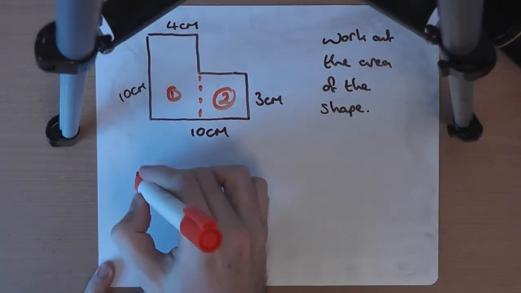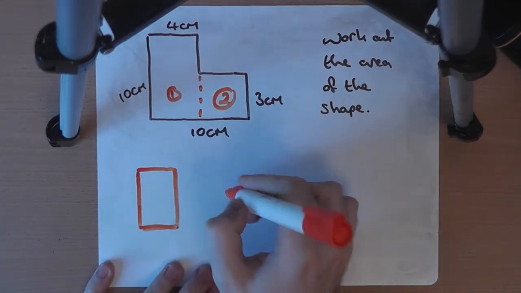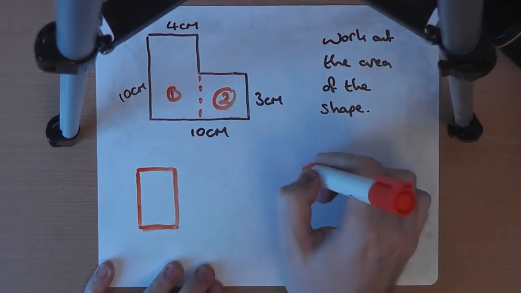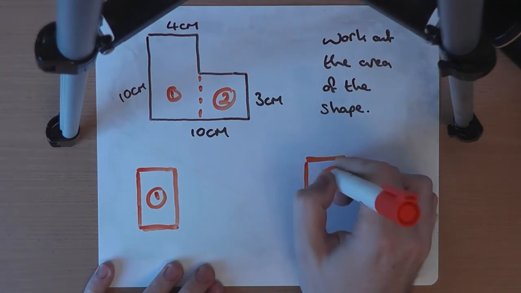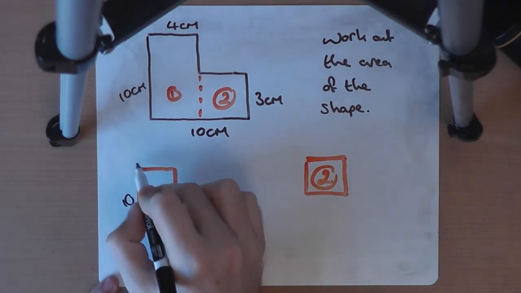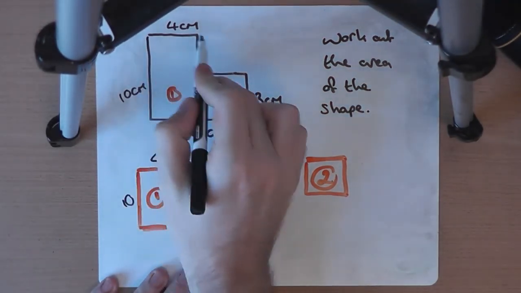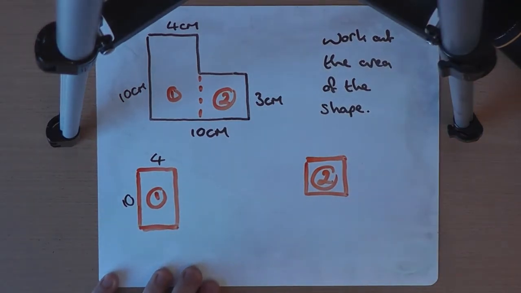So I'm going to draw shape number 1 here, and I'm going to draw shape number 2 over here. And I'm going to label the sides then. So number 1 is 10 centimetres in height and 4 centimetres across because it's this rectangle here, 10 by 4. Nice and simple, just transfer the information.